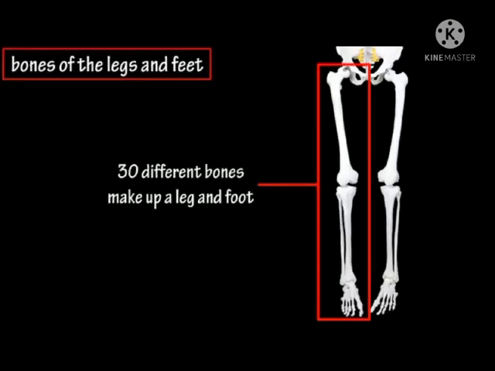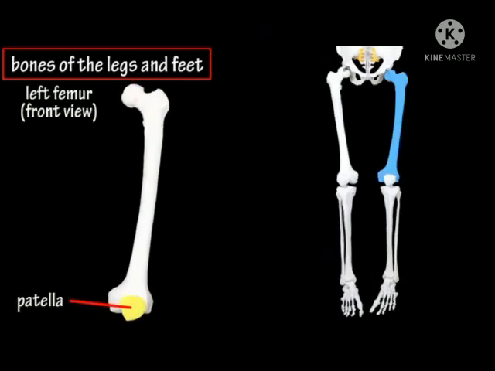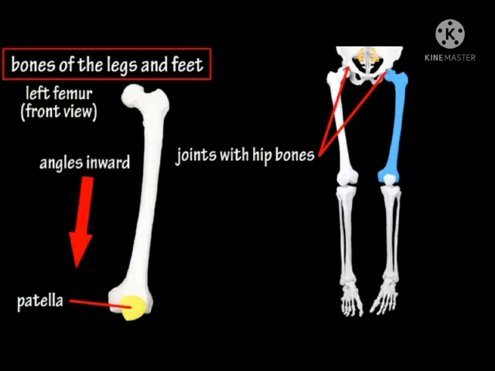There are a total of 30 bones that make up each of the lower limbs in your body. The lower limb includes the leg and the foot. The femur, or thigh bone, is the longest bone in your body, and it articulates, or forms a joint, at the top with a hip bone. This bone actually angles inward, which brings the knee closer to the midline of the body.